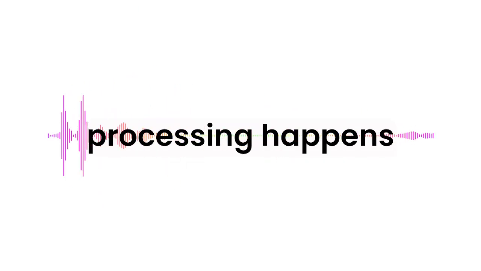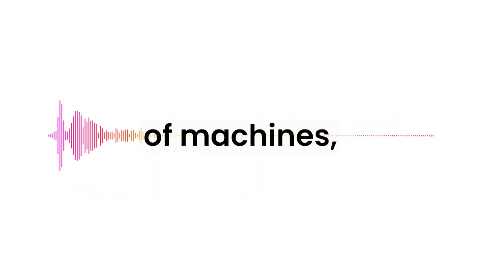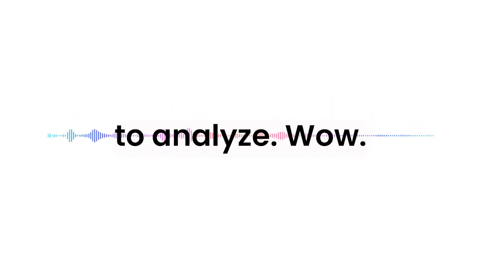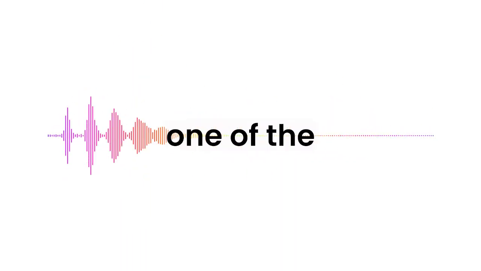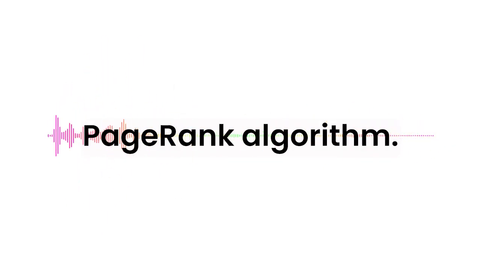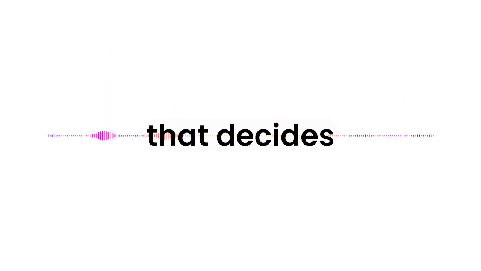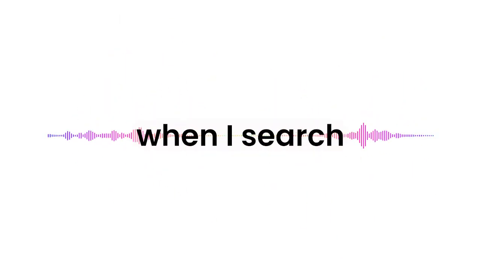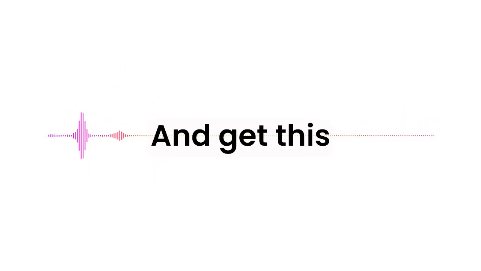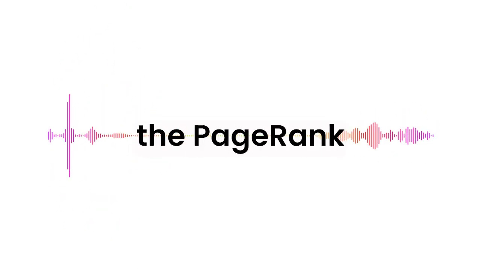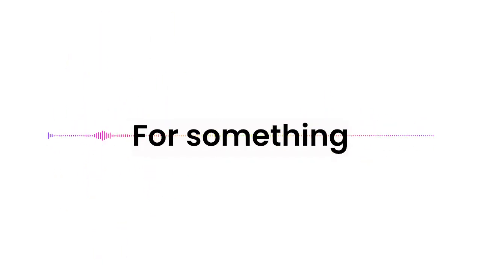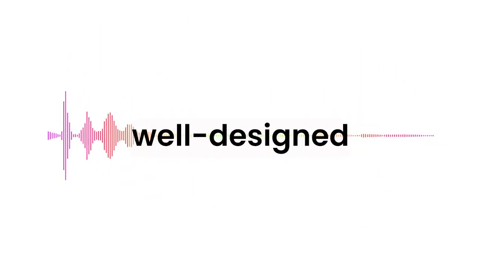And because this processing happens in parallel on thousands of machines, Pregel could handle graphs that were previously impossible to analyze. So what kinds of things did they use it for? Well, one of the most impressive things was how Pregel streamlined Google's PageRank algorithm. Hold on. PageRank. The thing that decides which website pops up first when I search for something. That's it. They managed to do that with Pregel. And get this. With Pregel, they reduced the PageRank code down to just 15 lines. 15 lines of code for something that complex. That's the power of a well-designed system.